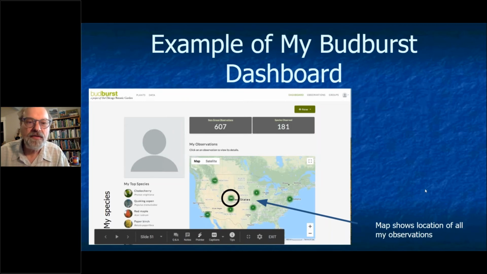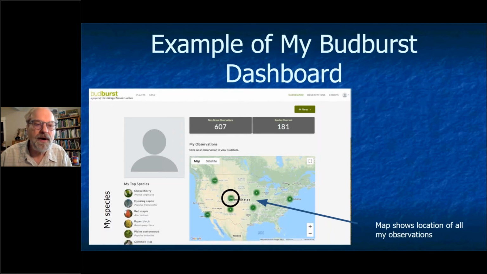Okay, so when I go to the Budburst website, it brings up my dashboard, which I think is kind of cool. It's similar to iNaturalist in some ways, but it brings up this dashboard and it'll say, okay, I've submitted 607 observations since the program started, 181 species, so that's kind of cool. Kind of like a life list for botanists. And then on the left-hand side, it lists all the species I've made observations of. And then it has a map there at the bottom, and you see those little green blotches.